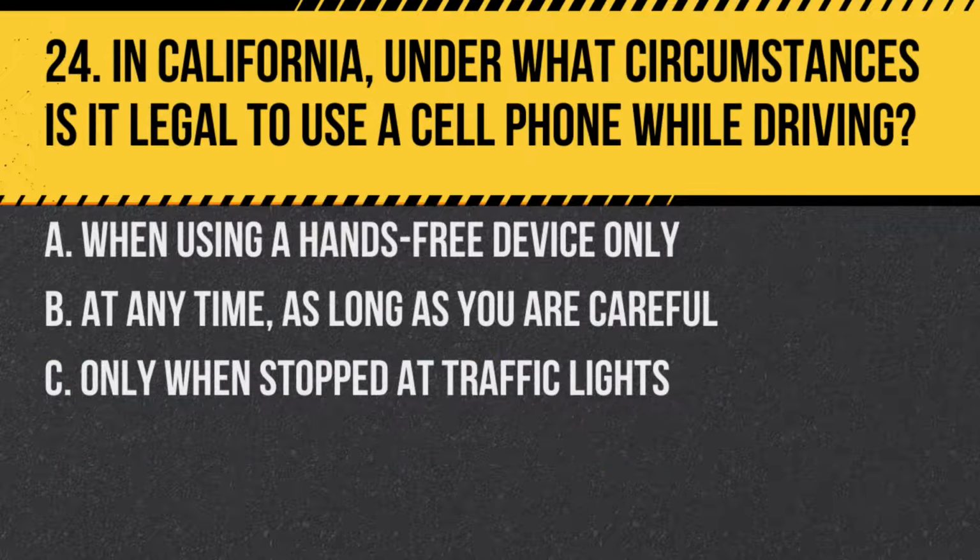Question 24. In California, under what circumstances is it legal to use a cell phone while driving? A. When using a hands-free device only. B. At any time, as long as you are careful. C. Only when stopped at traffic lights. Answer: A. When using a hands-free device only. California law permits cell phone use while driving only with hands-free devices.